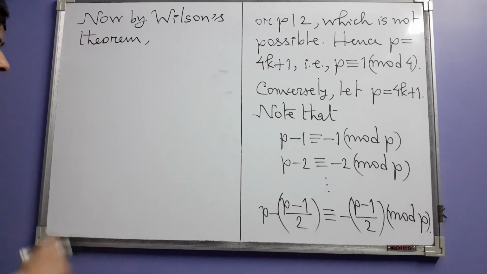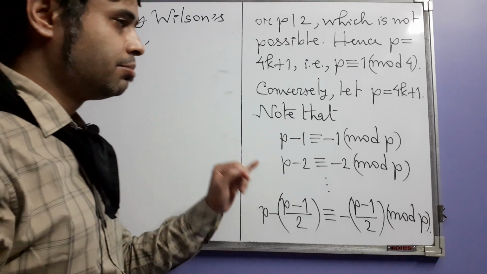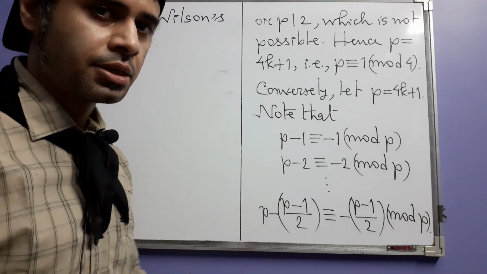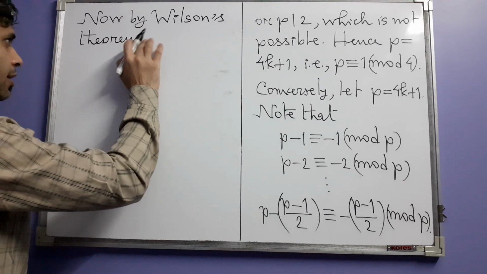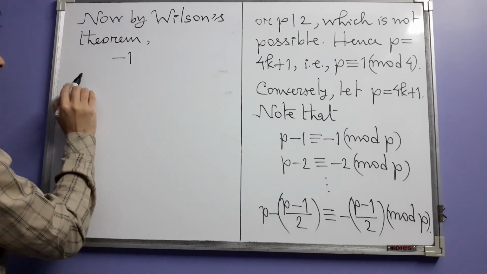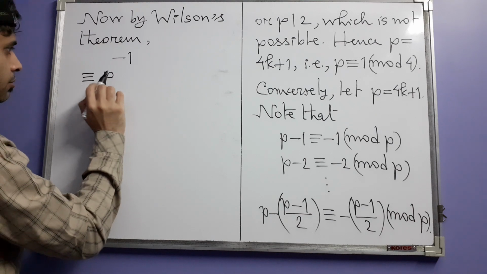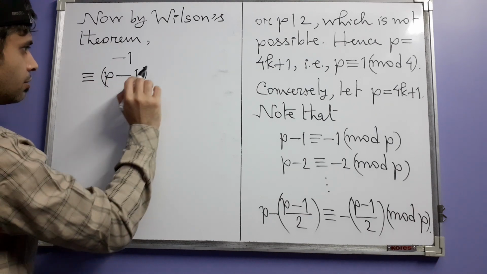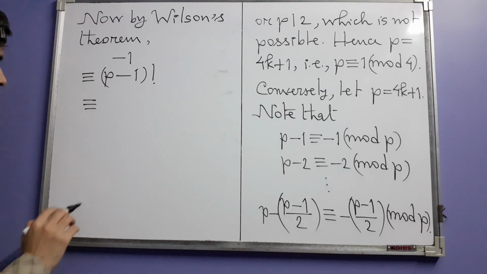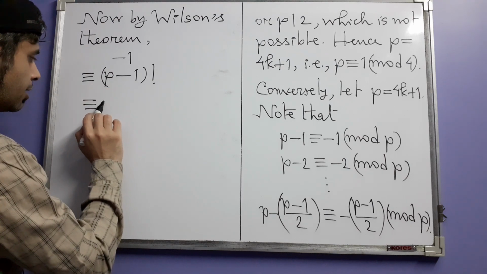So what does Wilson's theorem say? It says that p minus 1 factorial is congruent to minus 1 modulo p. So let us start with minus 1. Minus 1 is congruent to p minus 1 factorial.